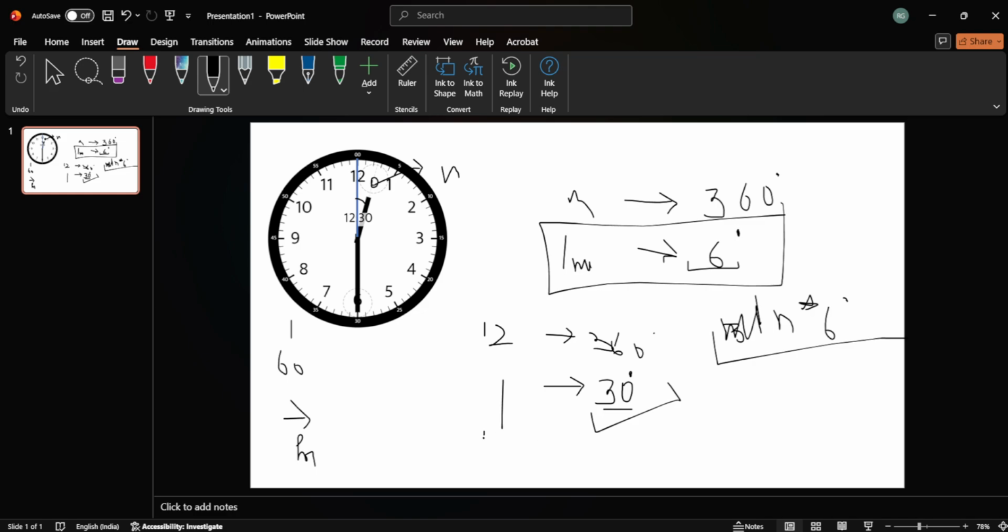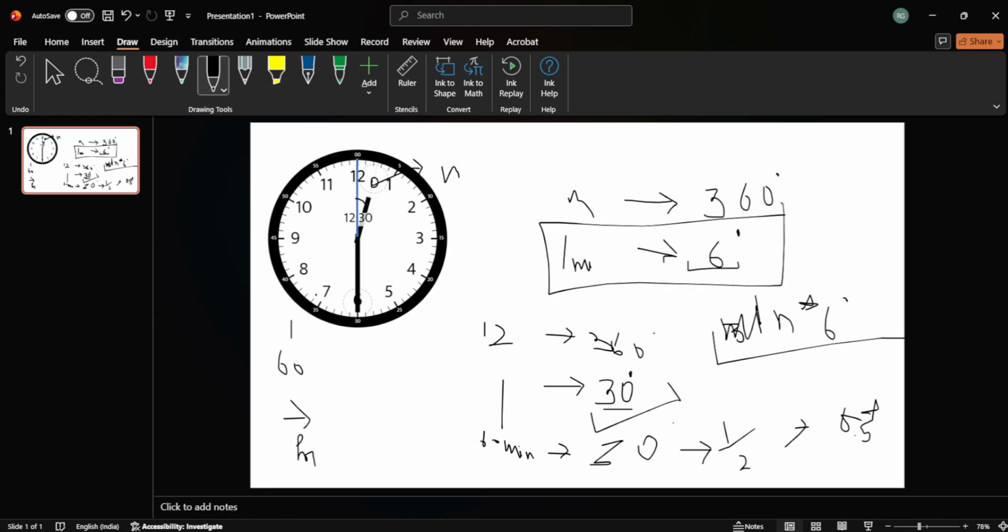And 1 hour represents 60 minutes. So in 1 minute the hour hand will move 30 by 60, that is 1 by 2, which represents a 0.5 degree angle.